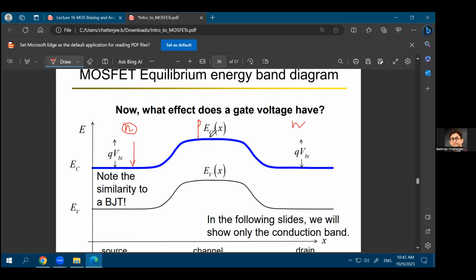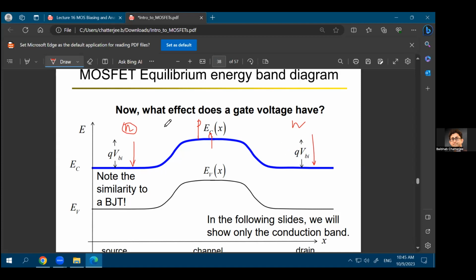If you have a p region, the energy will be higher. And again, you have an n region, so the energy will be lower. So that's why you have this kind of a band diagram where on the N side, on the left-hand side, you have lower energies. In the middle, you have higher energies. And on the right-hand side, you again have lower energies.